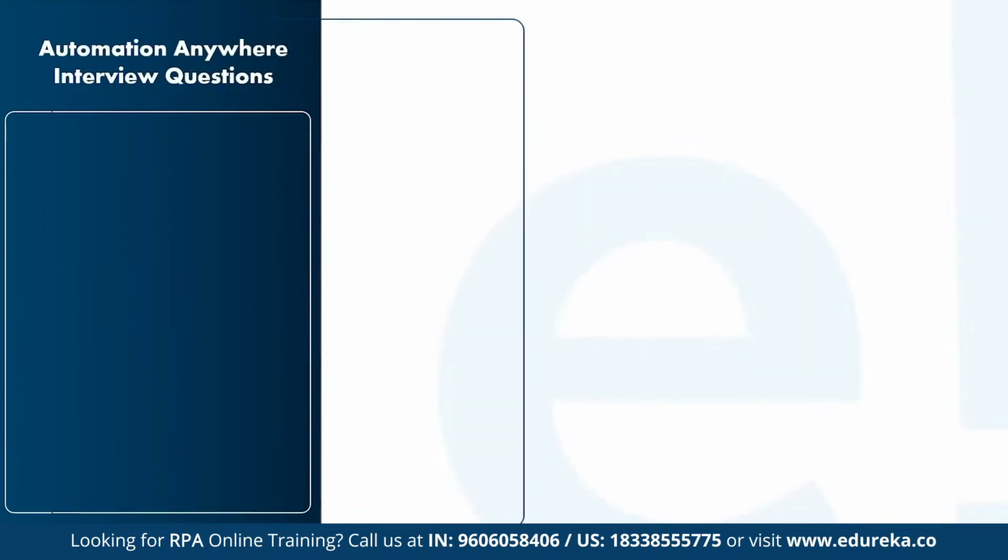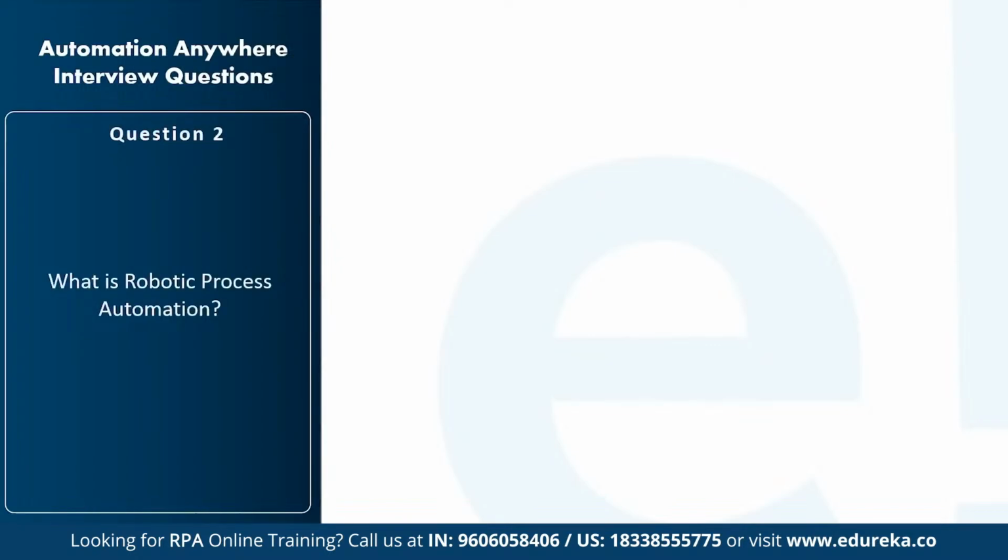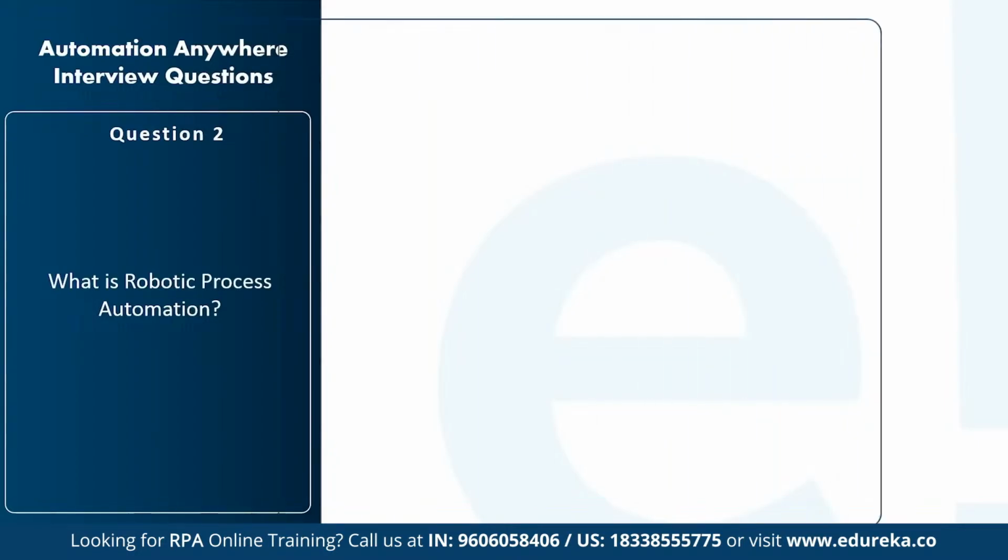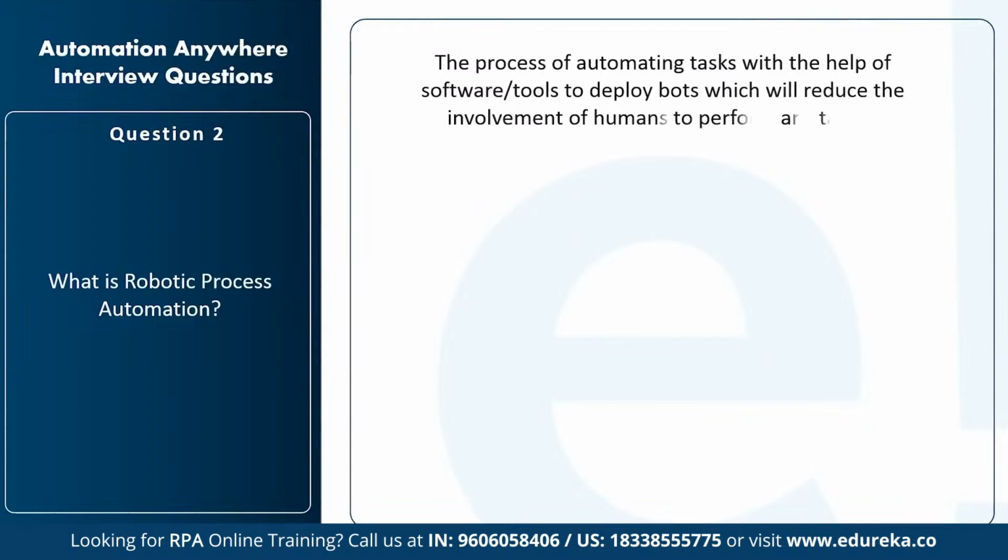Now moving on to the next question: what is robotic process automation? It's really simple. Robotic process automation is basically the process of automating tasks with the help of software or tools to deploy bots, which reduce the involvement of humans in performing any task.